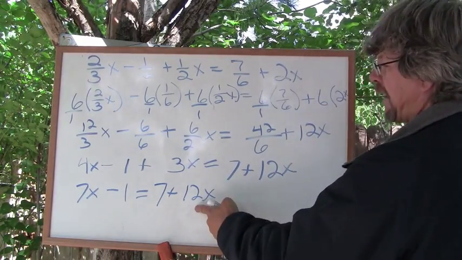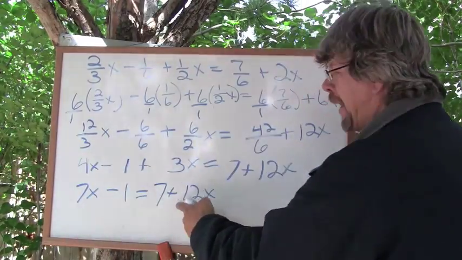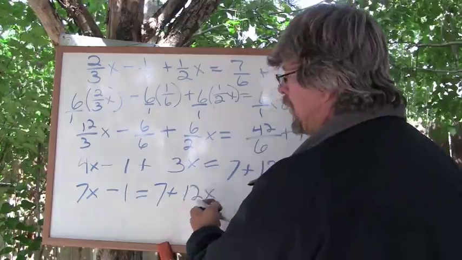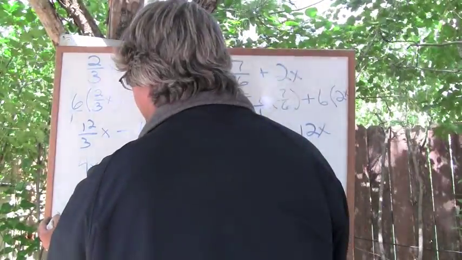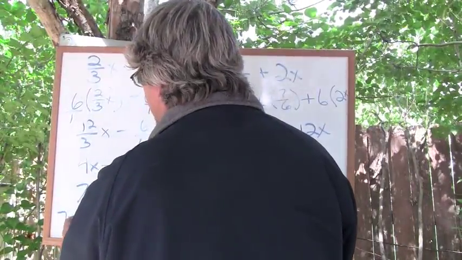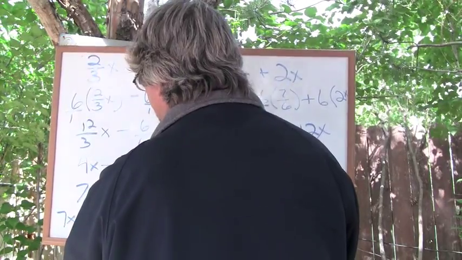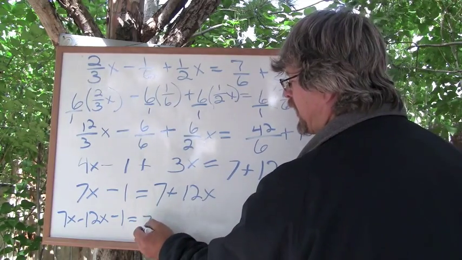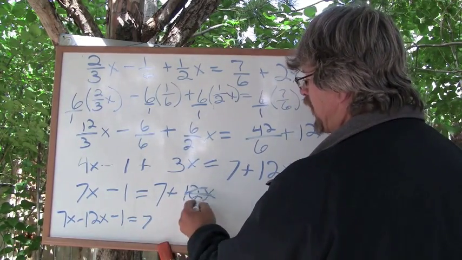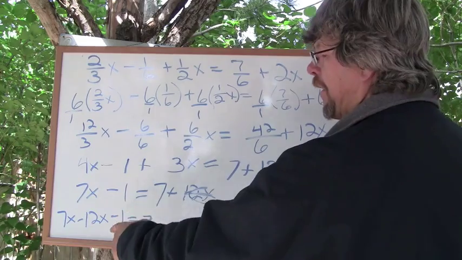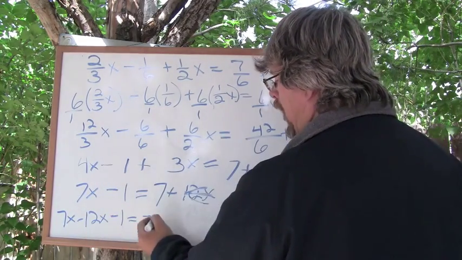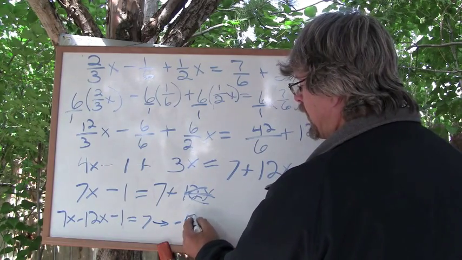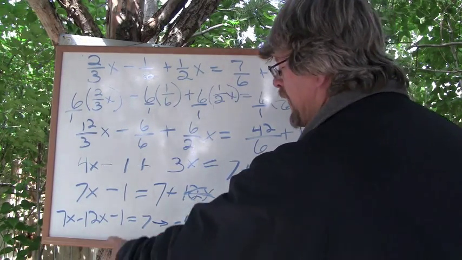You'll want this x over there. How do you get it over there? You subtract it. So we subtract it, it eliminates it over here. This is 7x minus 12x minus 1 equals 7. We got rid of that 12x on this side and put it over there. 7x minus 12x is negative 5x.